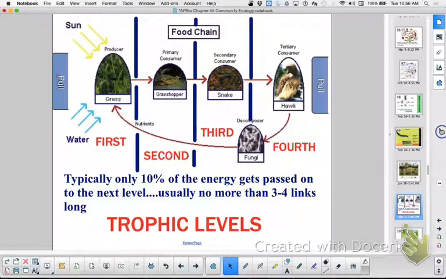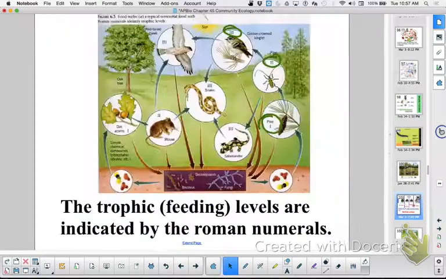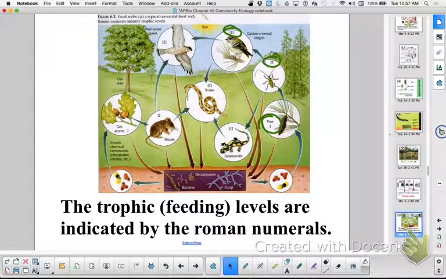So I'm guessing most of you eat at what levels? First and second. Unless any of you had shark last night or snake or you eat hawk, I don't know. Most of us eat about the first and second trophic levels. And in this particular food web, when you see Roman numerals like that, those are the trophic levels that they're sitting at.